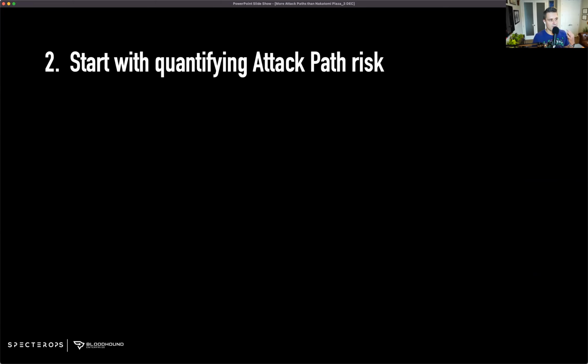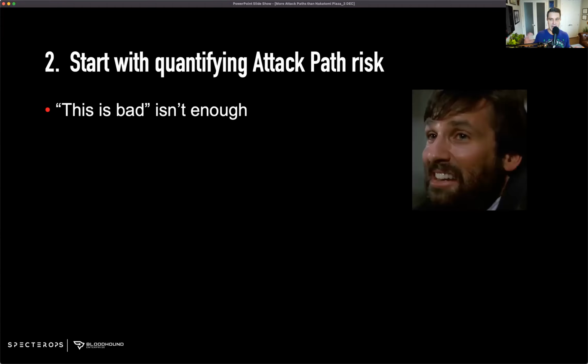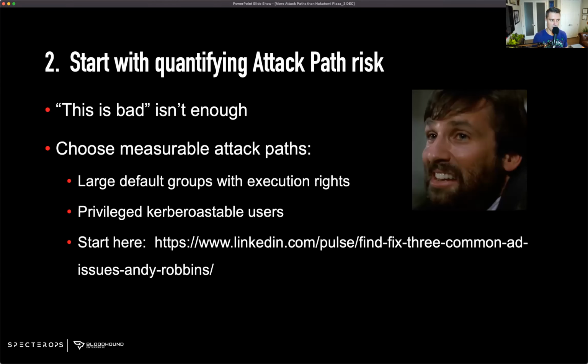Number two is start with quantifying attack path risk wherever possible. What I mean by this is don't say this path is bad. Paths are bad, but not all paths are created equal. You can quantify them. You can start with the largest concentration of risk. What we recommend first is choose measurable attack paths.